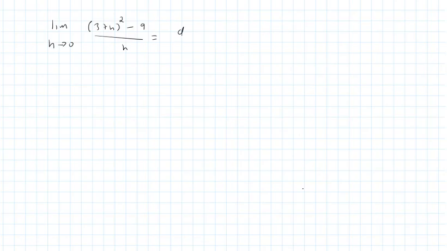So basically what we're doing is the derivative with respect to x of the function x squared, and as you can see here, it's a square and it's evaluated at x equals 3.